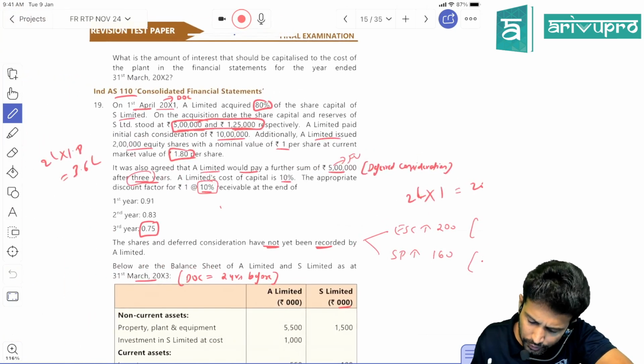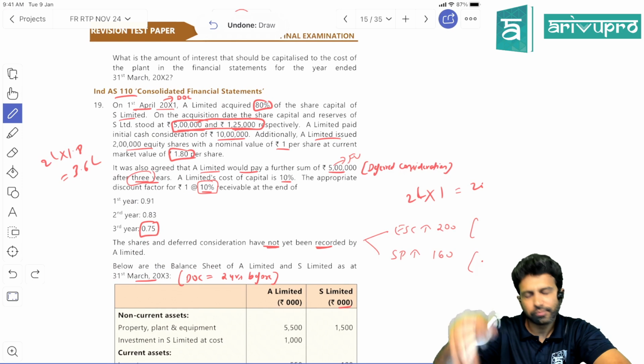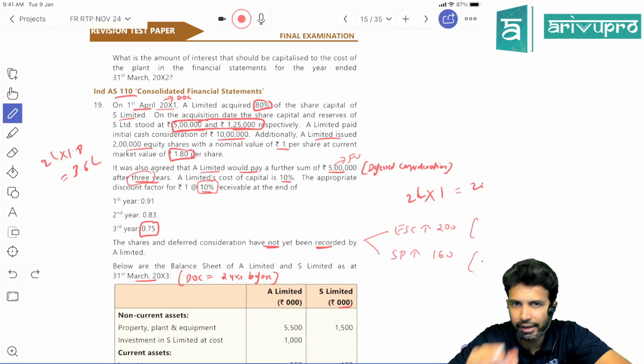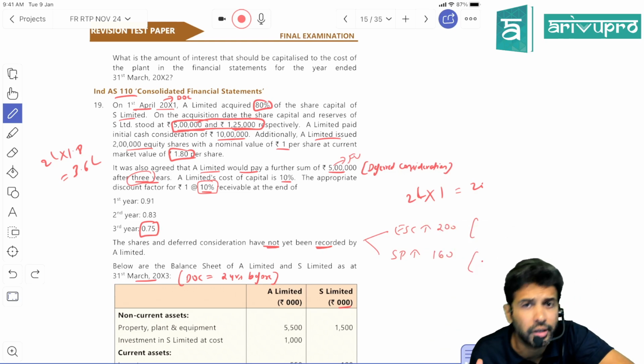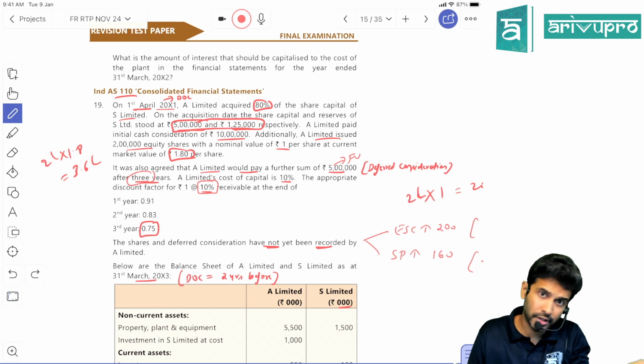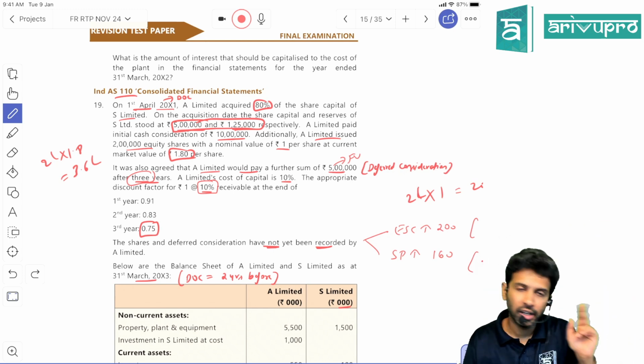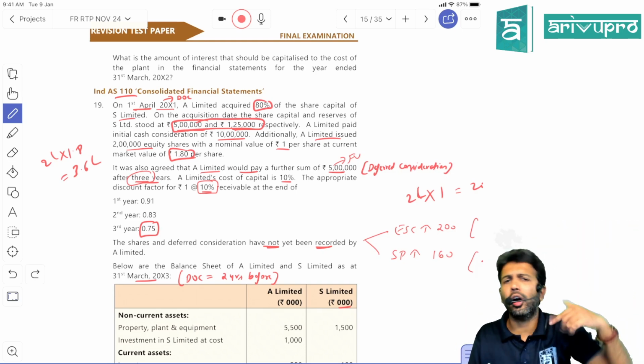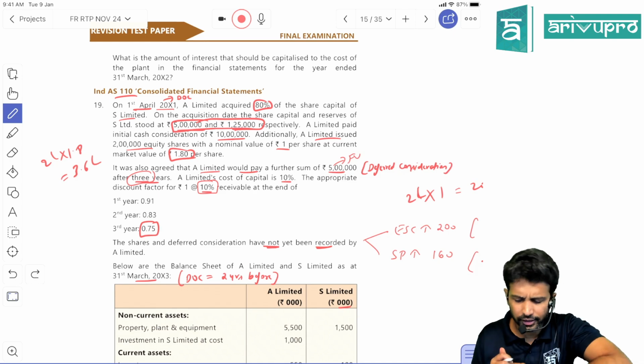And the provision for deferred consideration depends. It may come under current liability or non-current liability depending on the settlement date and the year for which we are preparing the consolidated balance sheet. They can ask for the first year or the second year, we don't know. Either it will come under current liability or non-current liability. We'll read the data and decode it.